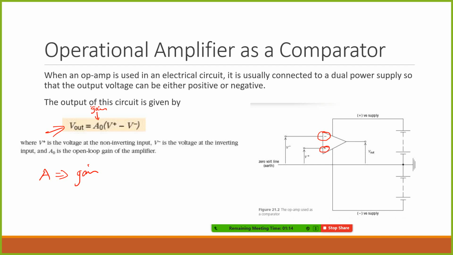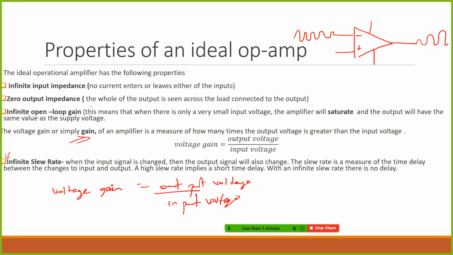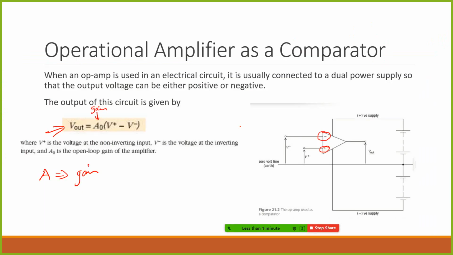It doesn't have a unit? No, it doesn't have any unit. It's just a constant, in a sense, just a value. As I said, it just speaks to the number of times the output has been amplified, or a measure of how many times the output is greater than the input. And because you're dividing, voltage divided by voltage, the unit cancels out. So it's just a value.